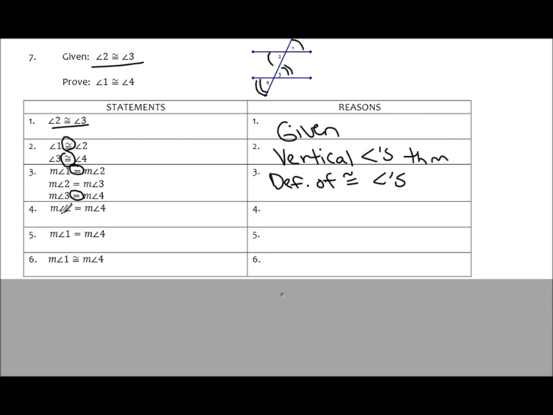Okay, number 4. 2 is equal to 4. So I'm going to look at the step above me, and I can see that the 3's are back to back, and I have 2 congruent to 4. So when you have two of the same thing back to back and you're left with the first and the third term, that's your transitive property.